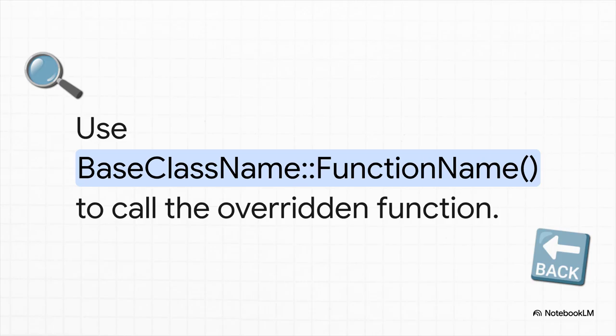Now you might be wondering, what if I completely overrode a function, but somewhere deep inside my new derived logic, I suddenly realize I still desperately need to call my parent's original version? Well, you aren't locked out. You can just use the scope resolution operator, which is literally just 2 colons. By typing the base class name, function name, you bypass the override entirely and force the compiler to use the original hidden base class version. It's a super handy loophole for when a child class just needs a little bit of help from the parent.